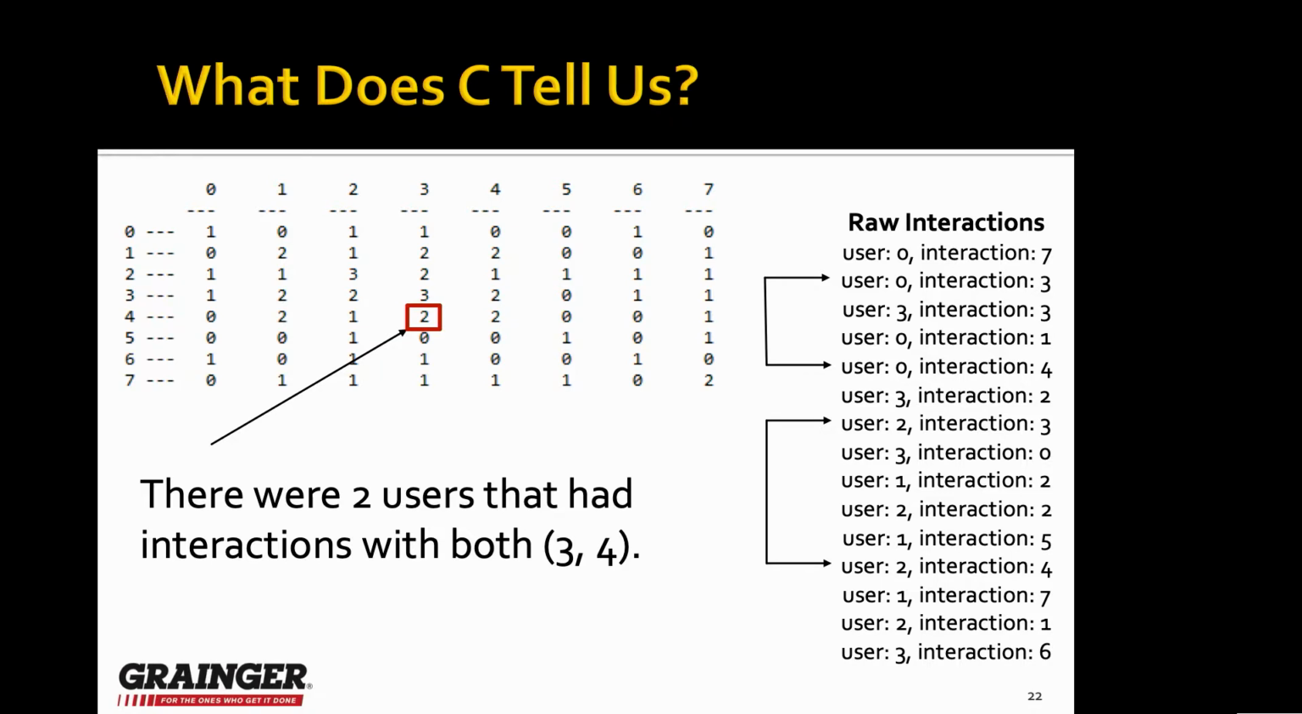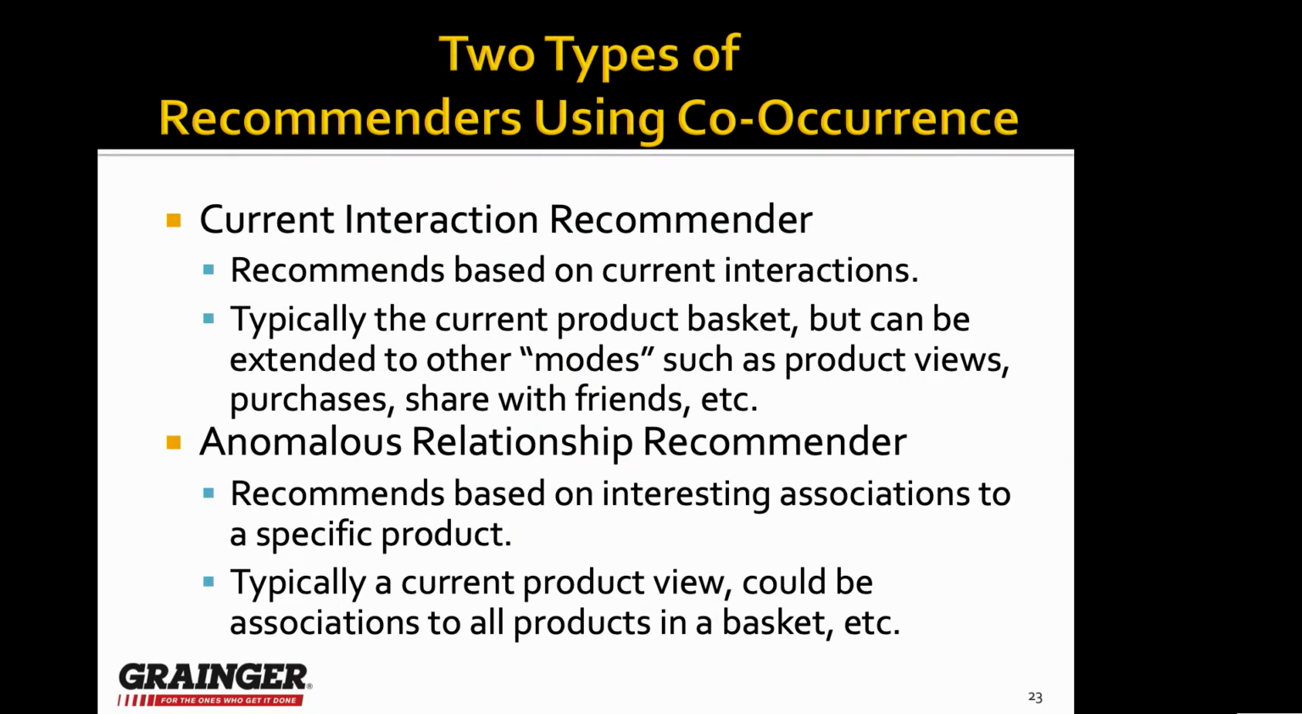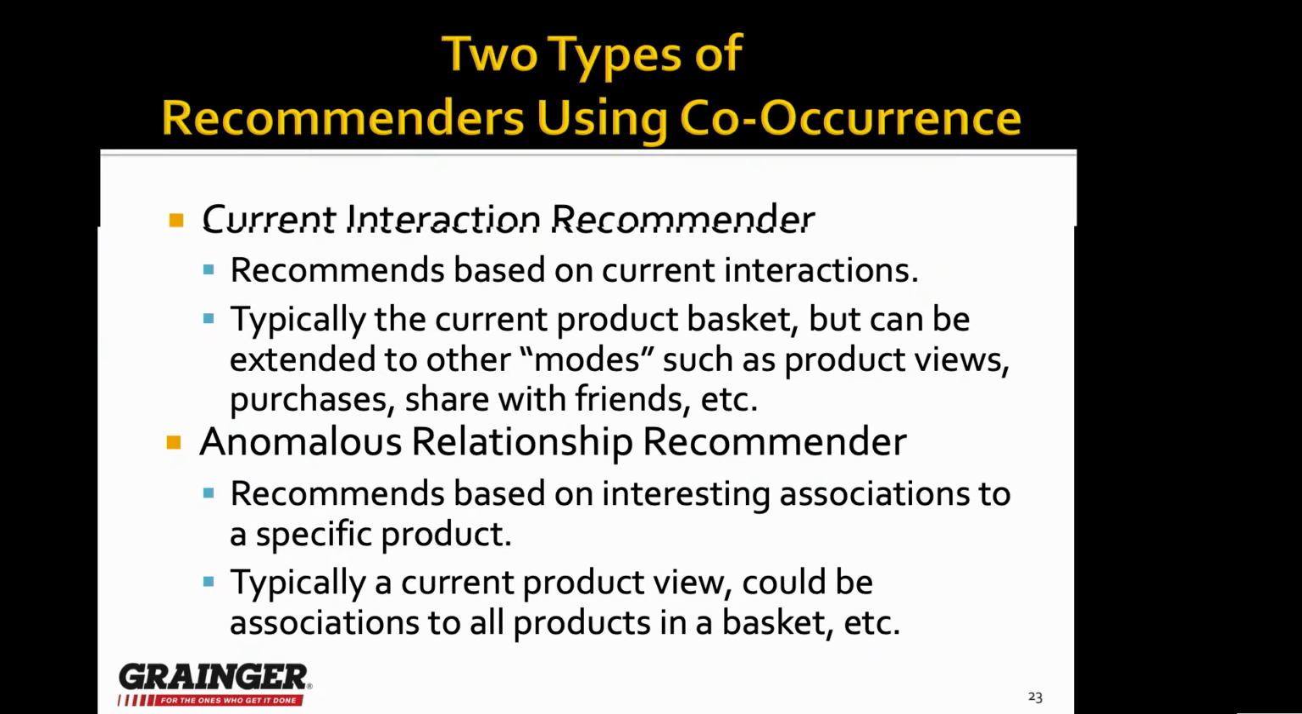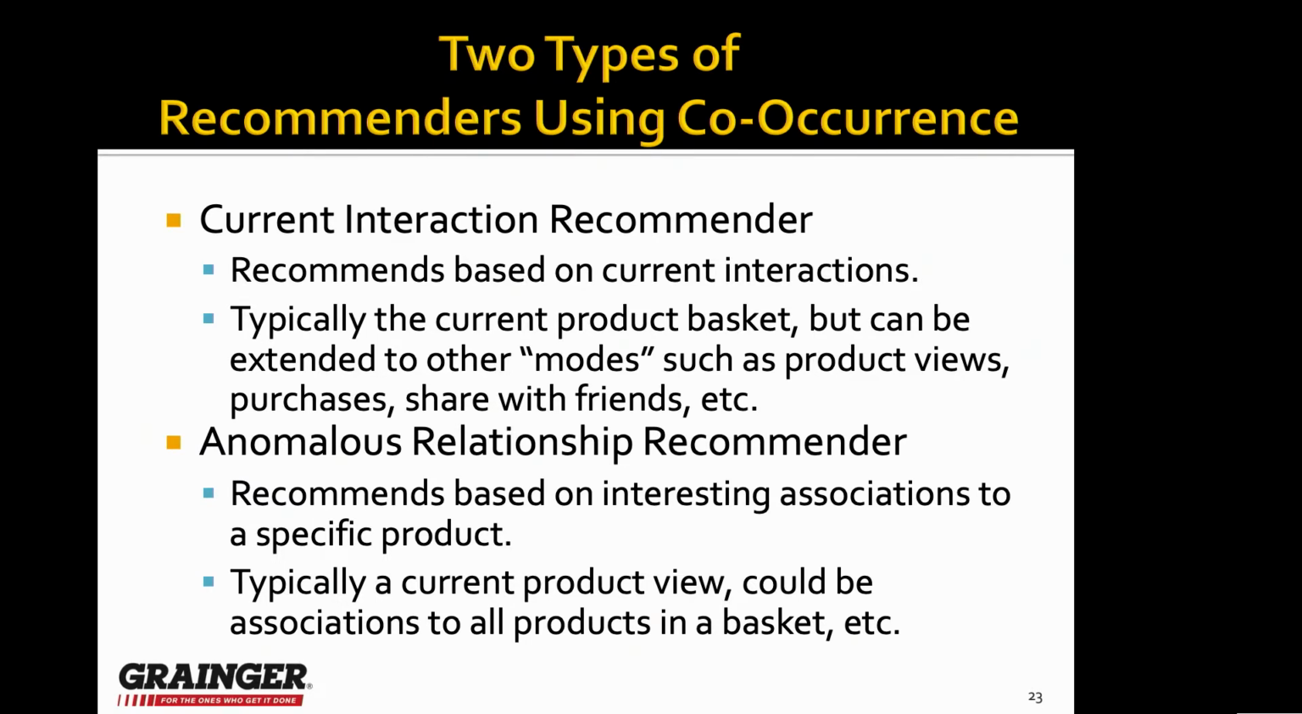So this leads us to 2 types of recommenders using co-occurrence. So we have what I'm going to call a current interaction recommender. I'm currently interacting with something. I want a recommendation. But we also can create another type of recommender called the anomalous relationship recommender.